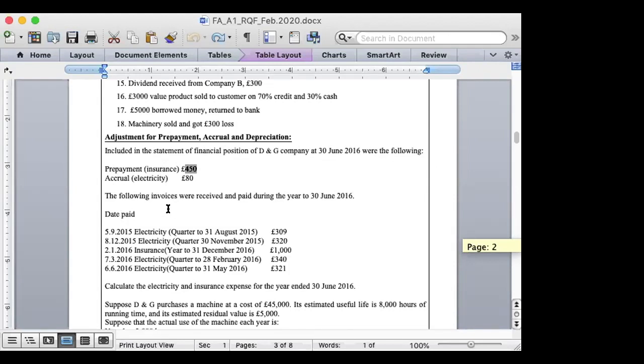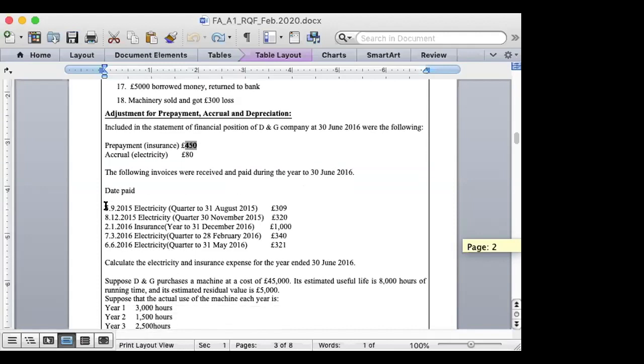The following invoices were received and paid during the year to 30th June 2016. So we have the following information in relation to prepayments of insurance, and accrual of electricity. All right. So 5th of September 2015, electricity, quarter to 31st August 2015 was 309.